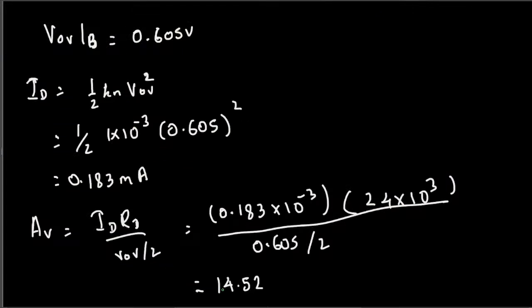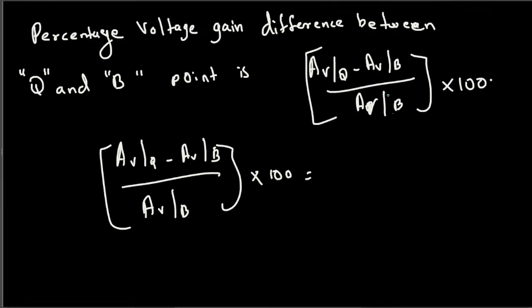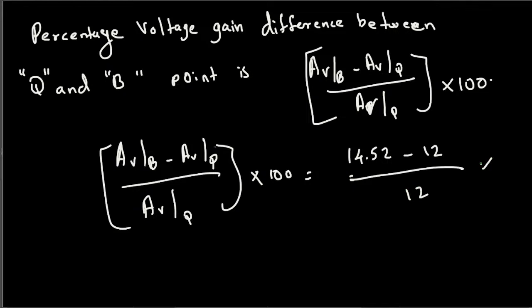This is AVB, that's 14.52. So this is B, and then this is Q, and then divided by Q. So for B we just found out to be 14.52 minus 12, that's Q, divided by 12 times 100, and that comes out to be 21%. Okay, that is the percentage voltage gain difference.